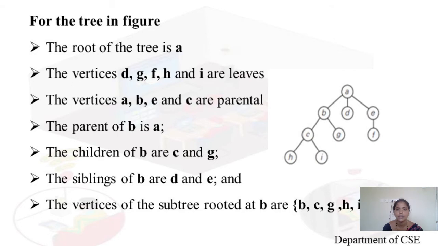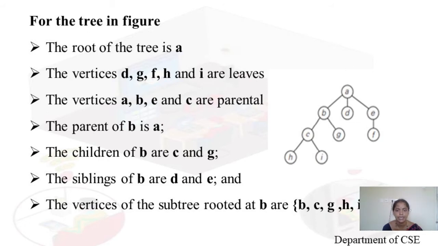The parent of vertex B is A. The children of B are vertex C and vertex G. Siblings mean those who have the same parent, so the siblings of B are D and E. B, D and E all have A as their parent.